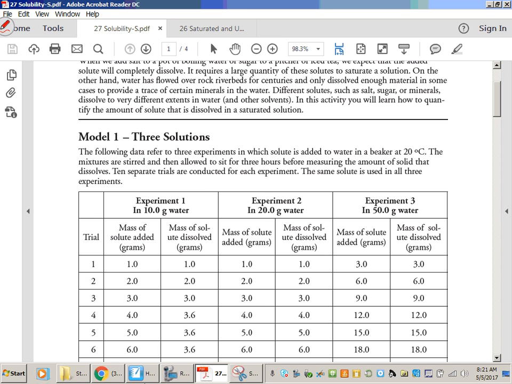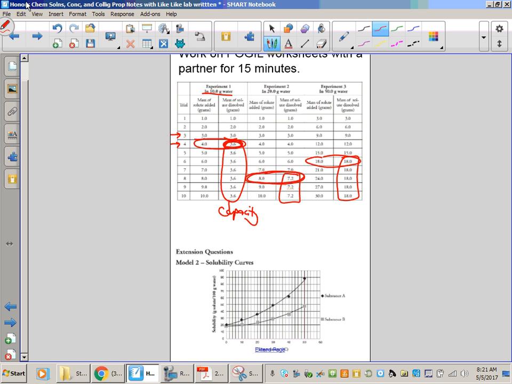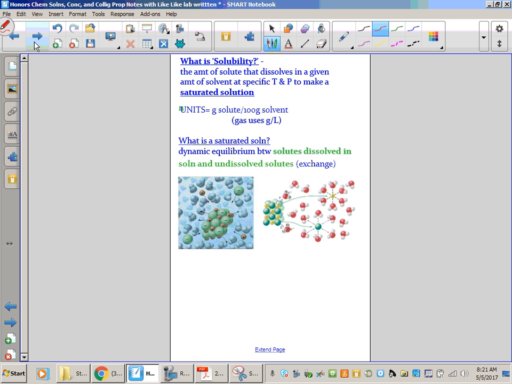Questions there so far, guys? Cool. Okay, so I'm going to come back to the solubility curve aspect of that.